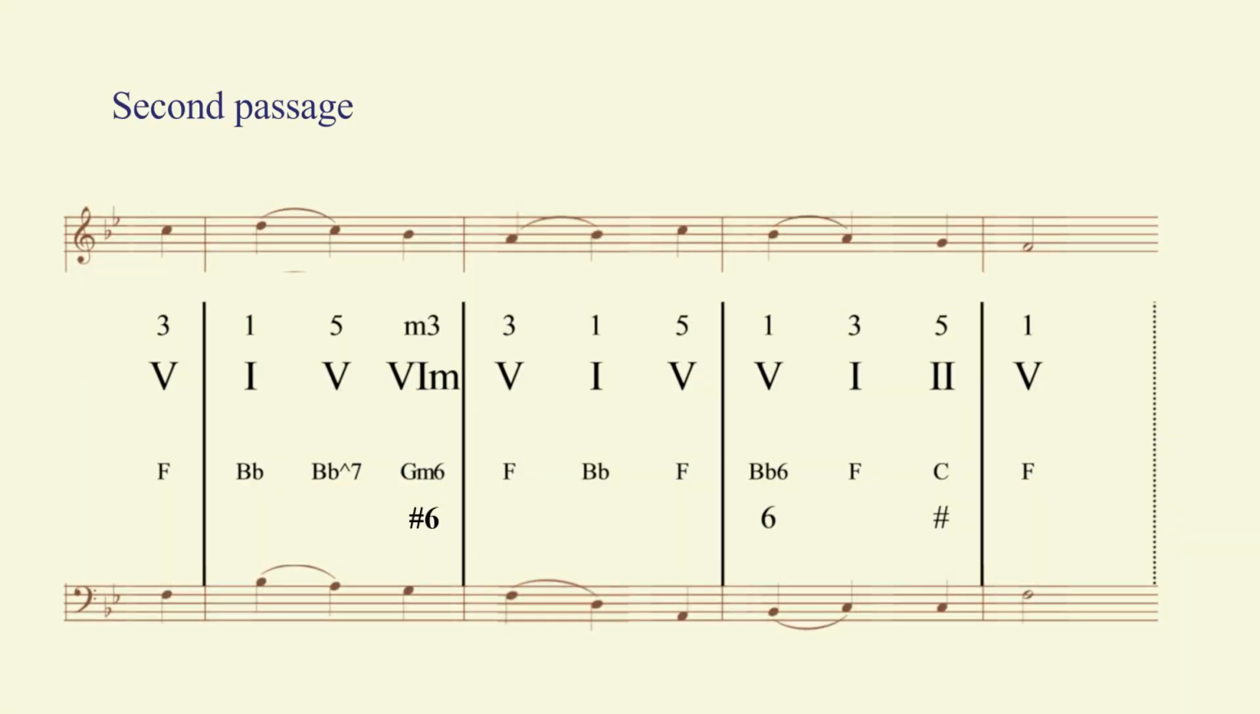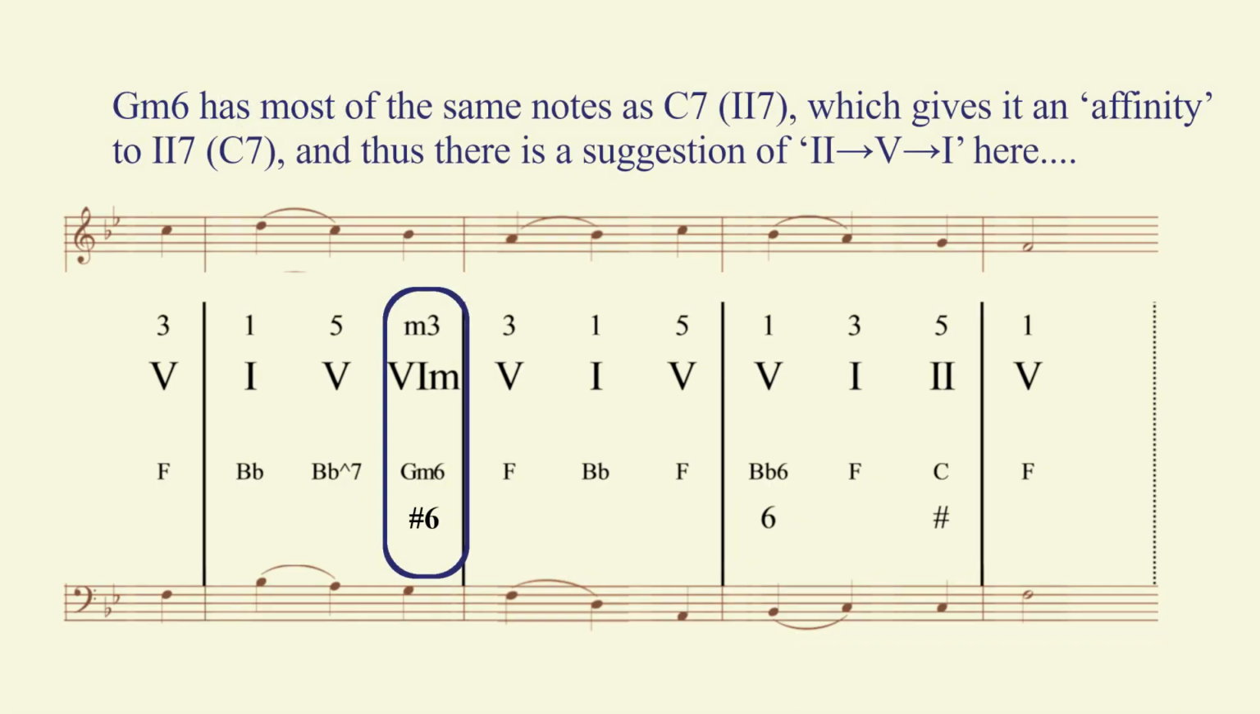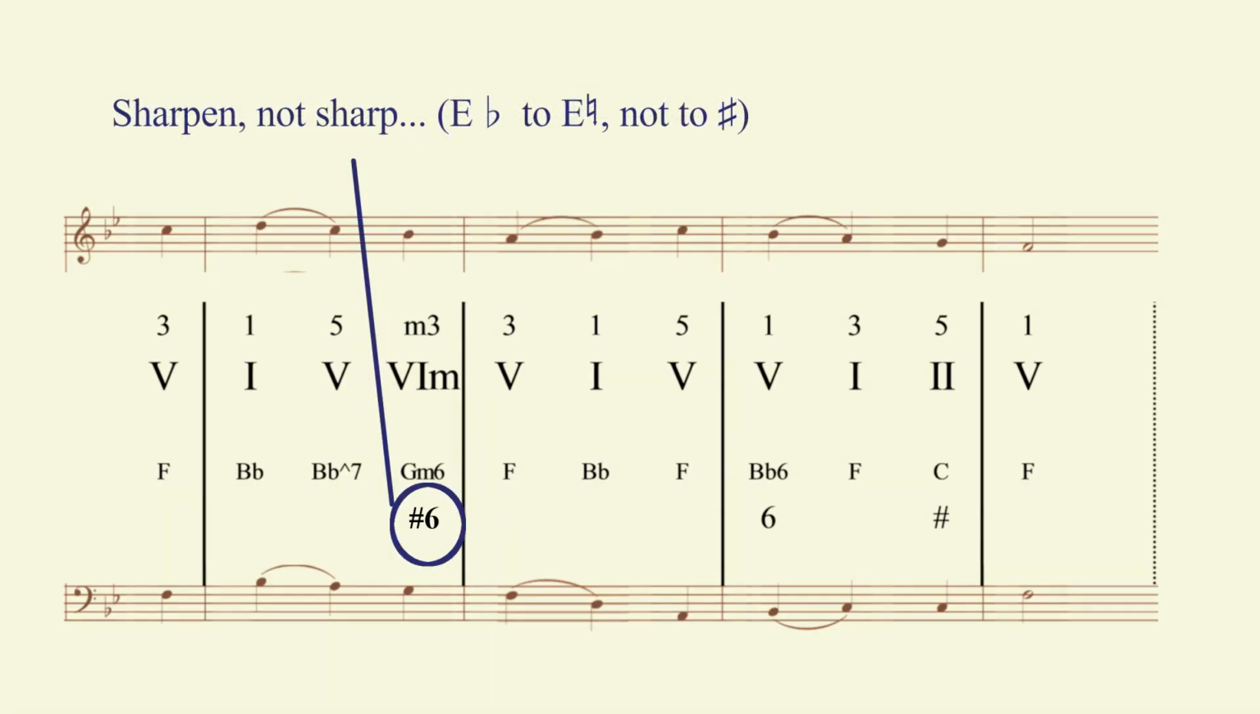In the second passage, there's a G minor 6th with an E natural, giving a slight feeling of C7 or 2-7, plus a C major in bar 8. This is a new technique for this period, moving slightly away from the key in a sort of prepared way. In a Baroque figured bass, a sharp sign means sharpen, not sharp. So the sharp here means to raise the E flat to the E natural.